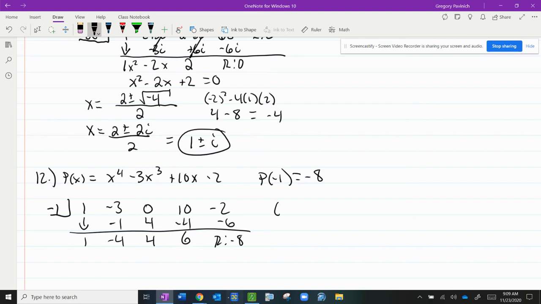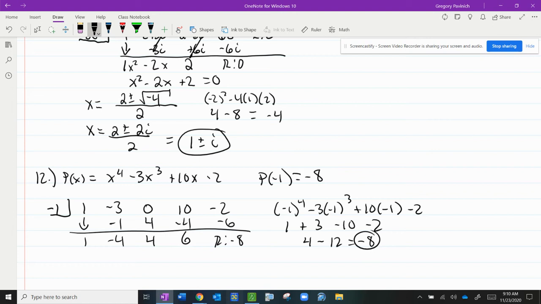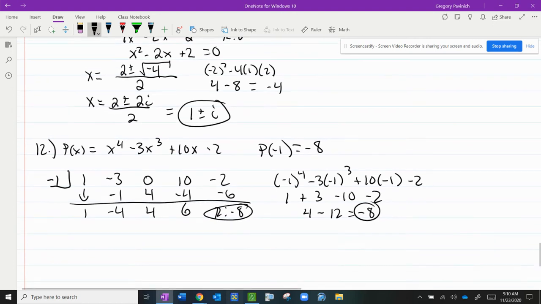Right? If I plug in negative 1 to the 4, that's 1, and 3 times negative 1 cubed is negative 3. So I get 1 minus 3 minus 10 minus 2. And I should get negative 8. Let's see. Get 4 minus 12, which is negative 8. See? I could just double check if I wanted to make sure that the answer was correct.